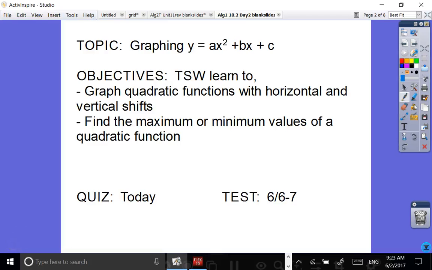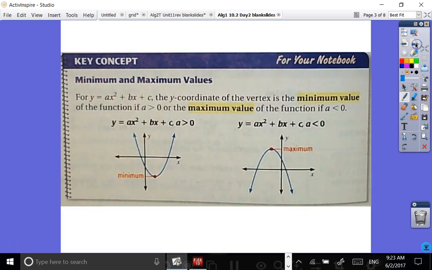We've got a very short lesson here, which doesn't really add much to what we've already done. It's still the same section, which is 10.2. When we get done with this, we're going to take a quiz. We've already dealt with parabolas that open up and parabolas that open down.